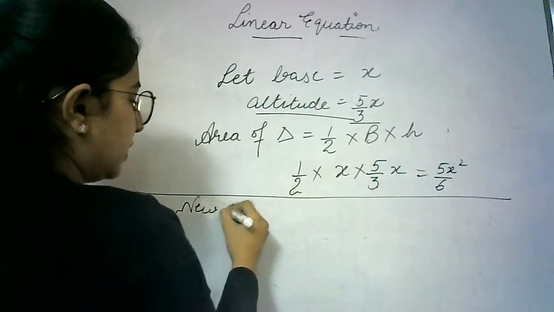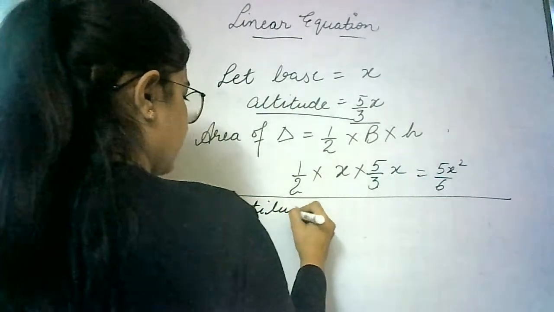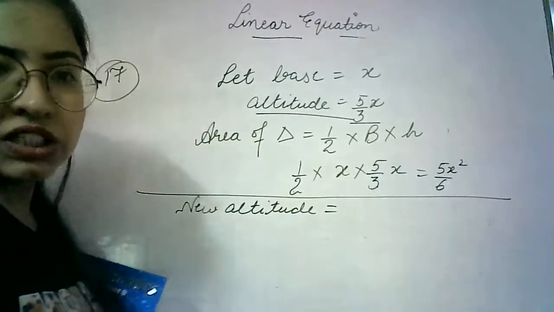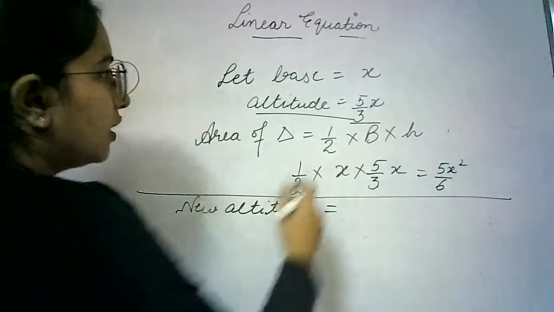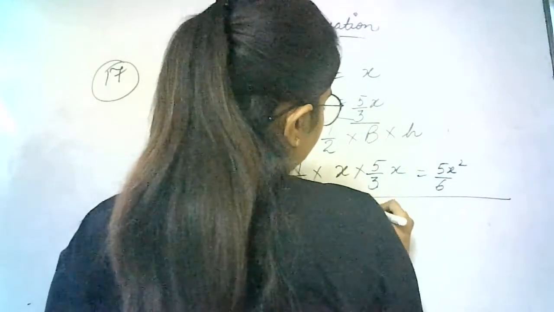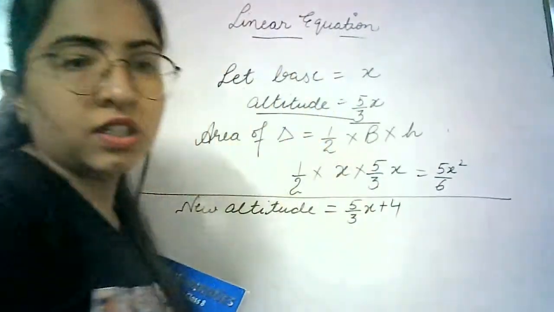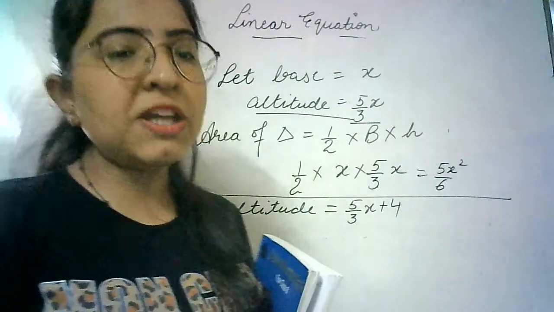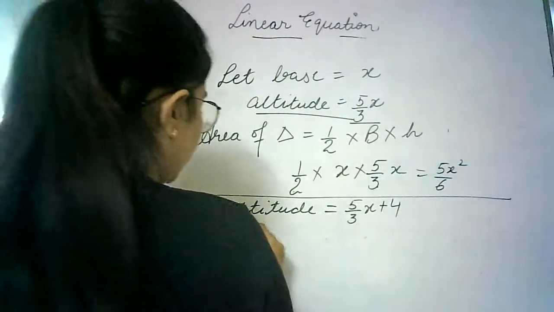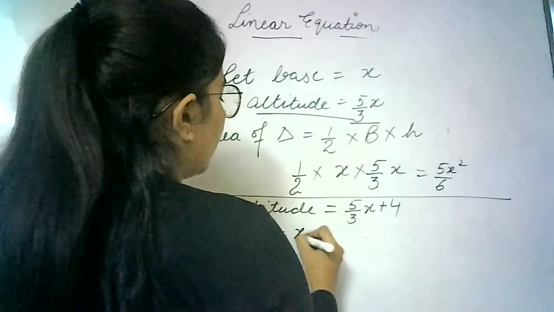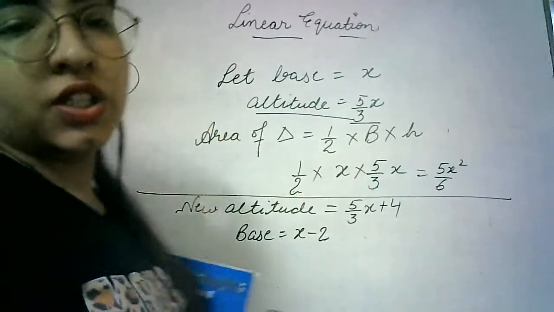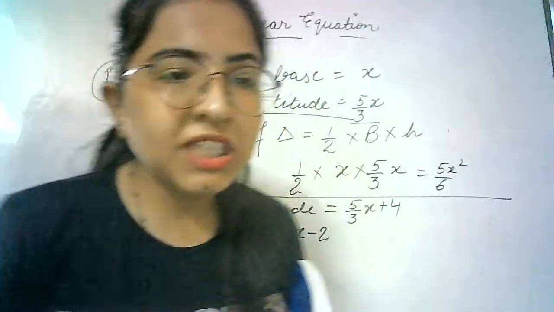New altitude will be, it is increased by 4 now. It will be 5 by 3 x plus 4. And base is decreased by 2 now. So base will be x minus 2. Okay. Now, what will be the area?